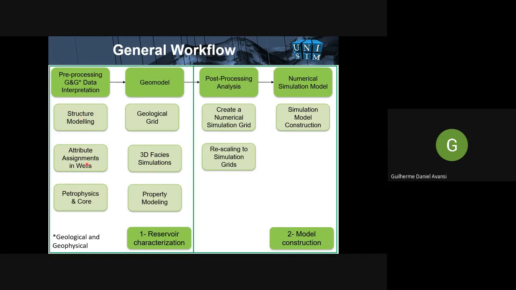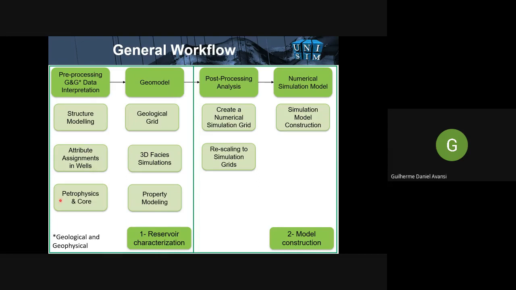We have the attributes assigned in wells, well logs, for example. In these well logs, what do we need? We have different types of resolution. We need to fit this resolution from well logs into our simulation grid, right? And also the petrophysics and core. The petrophysics and core is also analysis of this pre-processing of geological and geophysical data.